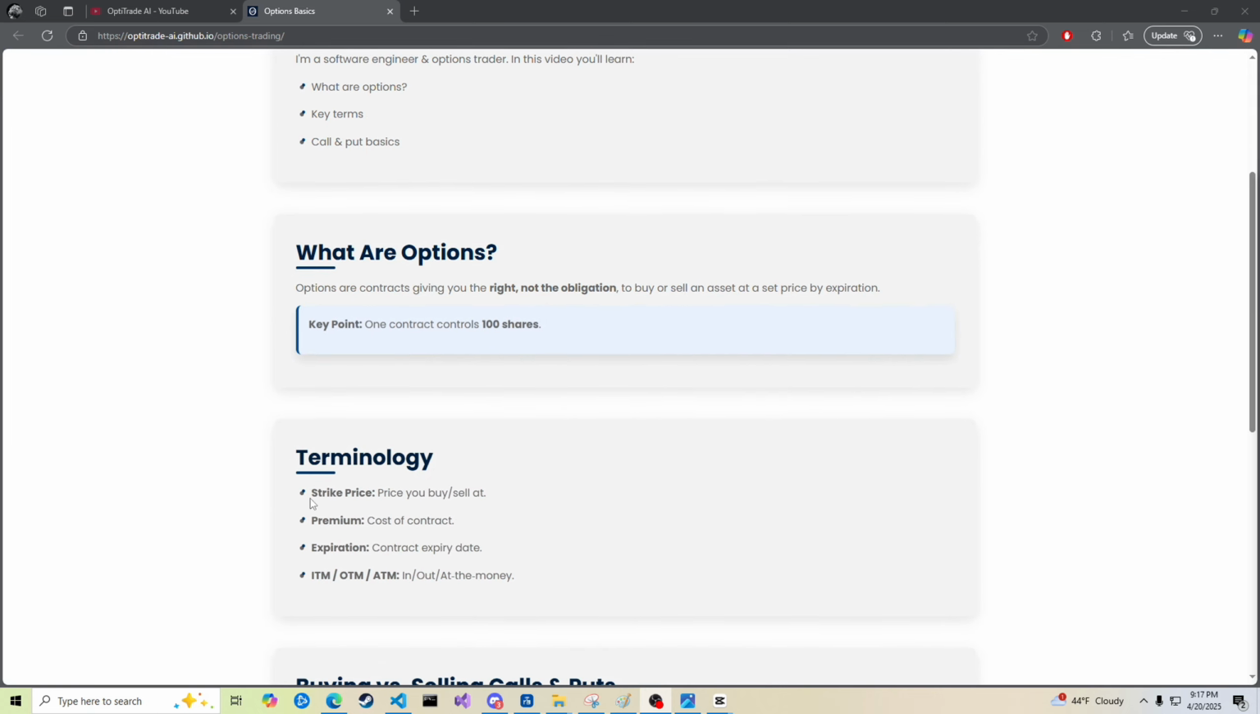So, what are options? Options are contracts giving you the right, not the obligation, to buy or sell an asset at a set price by expiration. A key point here is one contract controls 100 shares, and so you're leveraged. If you buy one contract of Apple, for example, you're controlling 100 shares. So, you have quite a bit of leverage in both directions. You can make quite a bit more and you can also lose quite a bit. So, you need to understand what you're doing when you start options trading.